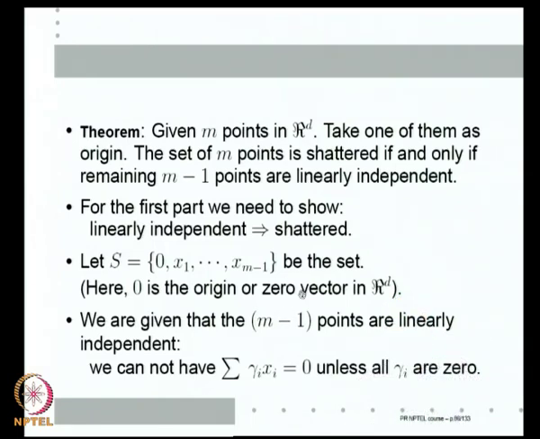We are given that the m minus 1 points are linearly independent, and we are showing that linear independence implies shattering, right. Linearly independent means that for any scalars gamma_i, summation gamma_i x_i is equal to 0 only if all gamma_i are 0. Unless all gamma_i are 0, I cannot have summation gamma_i x_i equal to 0. That is what linearly independent means. So, this is what we are given; how do we show they are shattered?